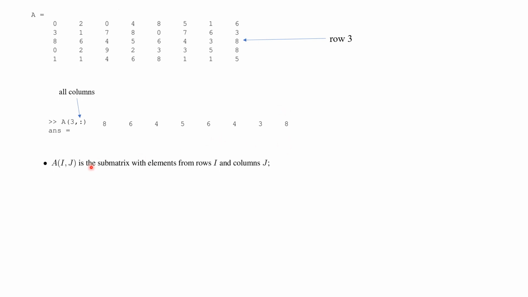There's an extension of this, where you can give it a list. So if I and J here are lists, and you tell it A, all of the elements in I, all of the elements in J, say for example A([2,3,4],[4,6]), then you're extracting all of the elements in rows 2, 3, 4, and columns 4, 6. So it'll extract them out of this matrix.